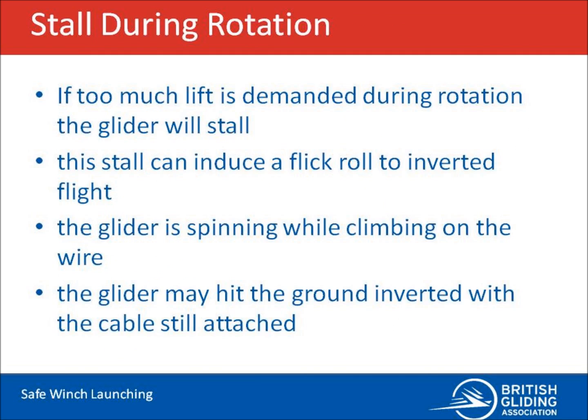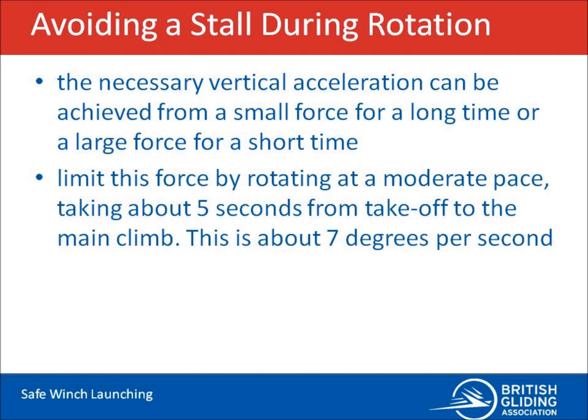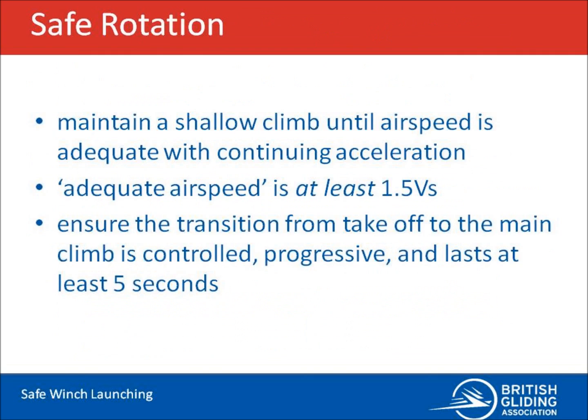If too much lift is demanded from the wing as a result of a high rate of rotation and the wing stalls, the glider may roll inverted with fatal consequences. The increase in stall speed during rotation can be minimized by rotating at a moderate pace. We can prevent a stall during rotation by ensuring we combine a moderate pace of rotation with an adequate airspeed.